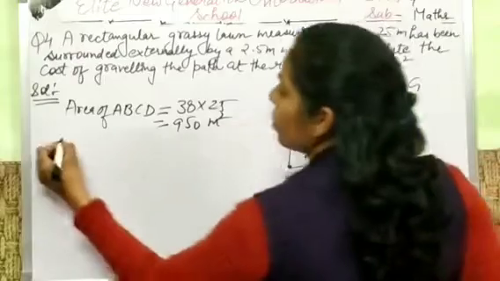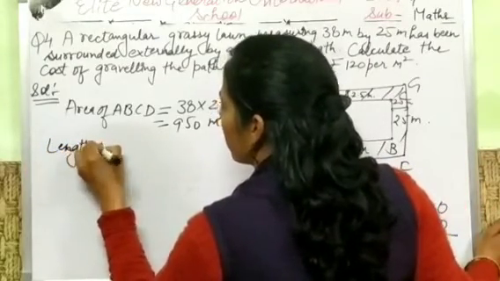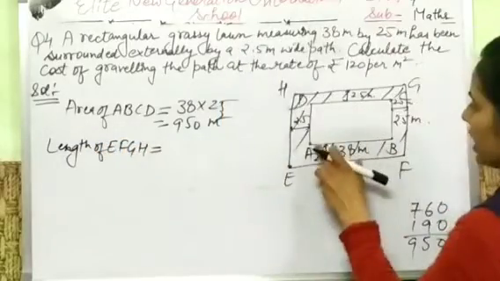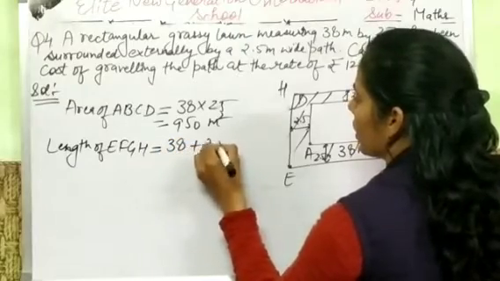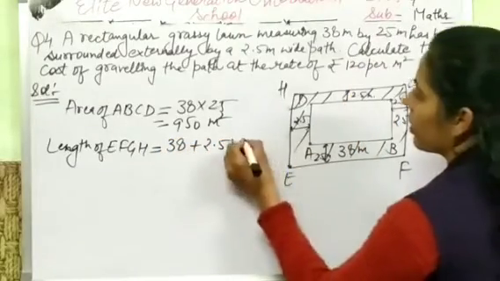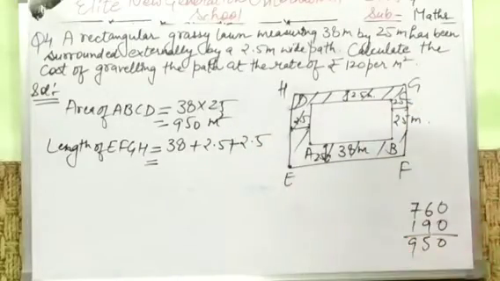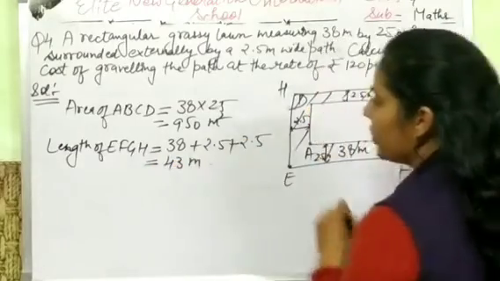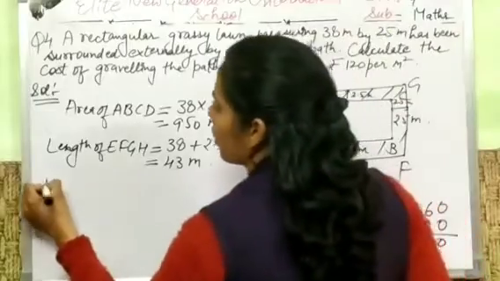So first, length of EFGH is 38 plus 2.5 plus 2.5. So 2.5 plus 2.5 is 5. So 38 plus 5 is 43. So 43 meter is the length of the outer rectangle, and we can also find the breadth as well.